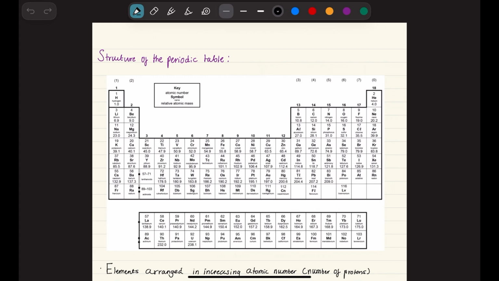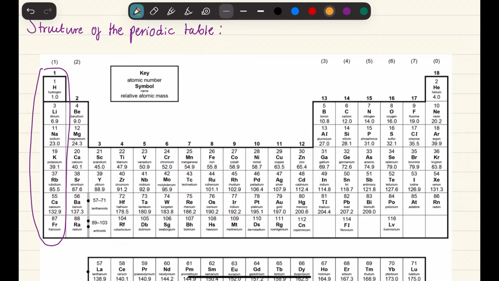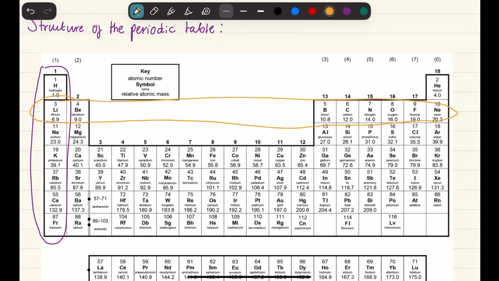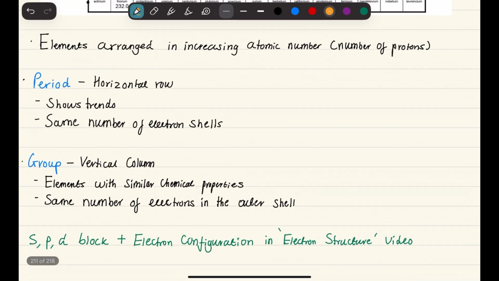What you should also know is that we're arranging the periodic table in groups and periods. A group is a vertical column, so that's group 1, and a period is a horizontal row. For example, this is period 2 in orange. You should see trends going across a period, and all of the elements in the same group should have similar chemical properties. In a period, they have the same number of electron shells. Period 2 has 2 electron shells. In group 1, all of them have 1 electron in the outer shell.